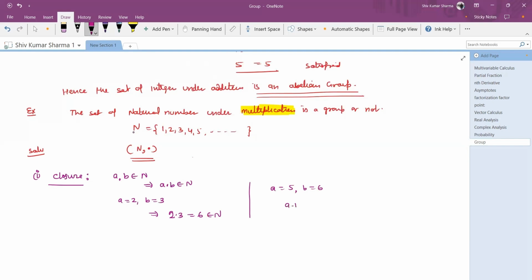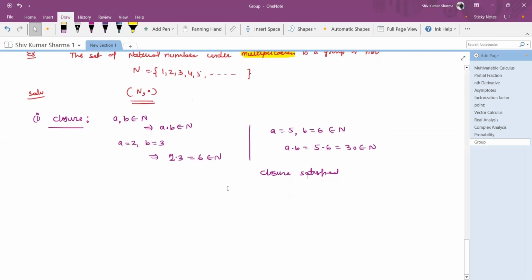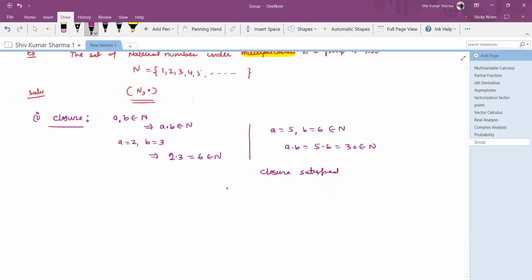So when we do A into B, this is equal to 5 into 6, which is equal to 30. 30 also belongs to the natural numbers. So that means closure is satisfied. You can take any two numbers from N and apply the closure property, and it is always satisfied. Similarly, we move to the second property, associative. Associative is also satisfied for multiplication.